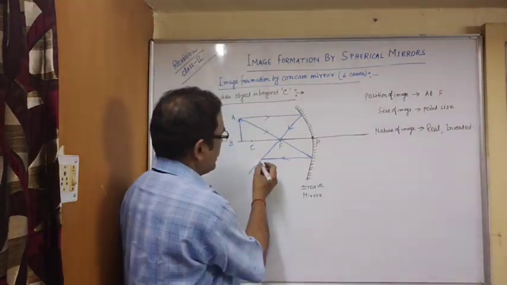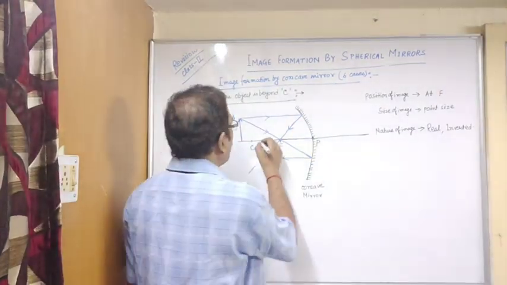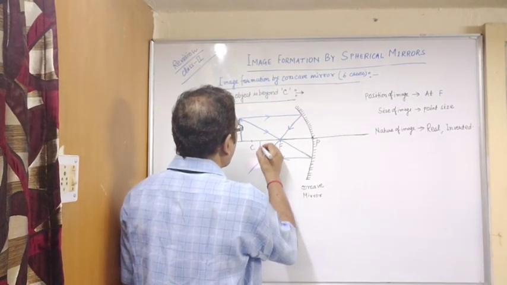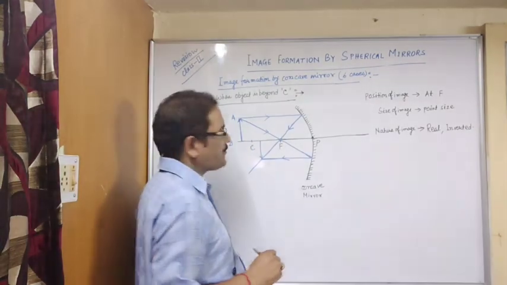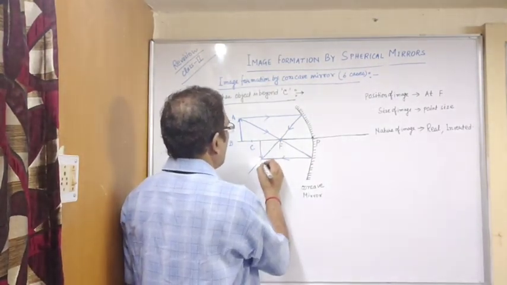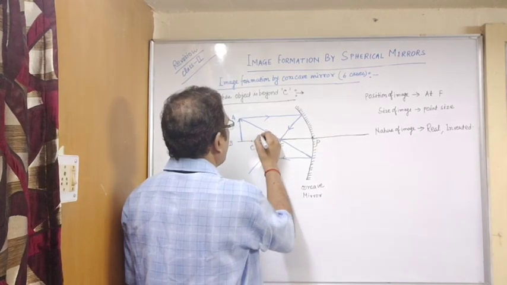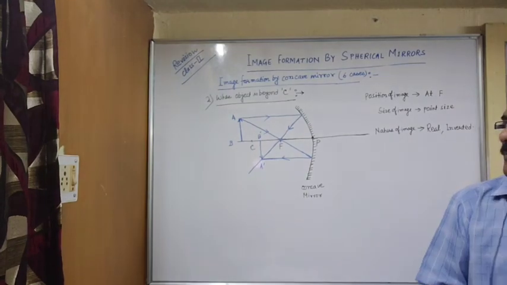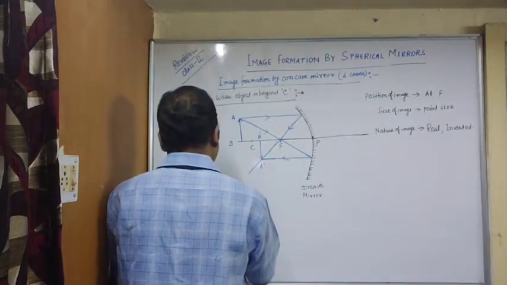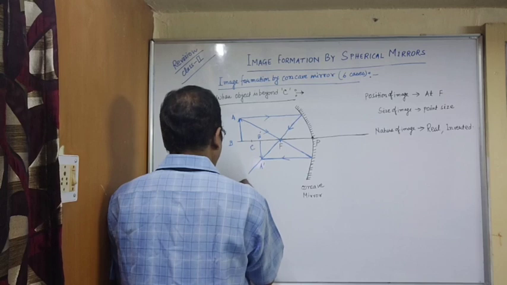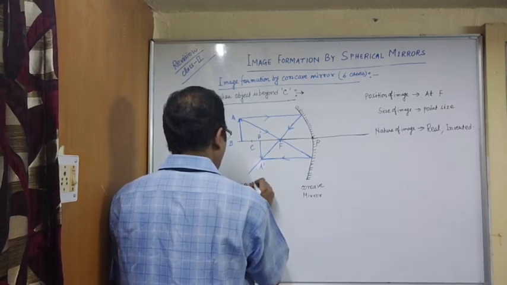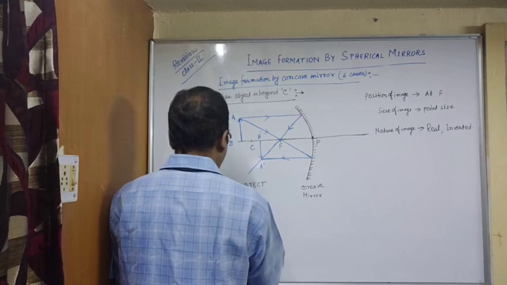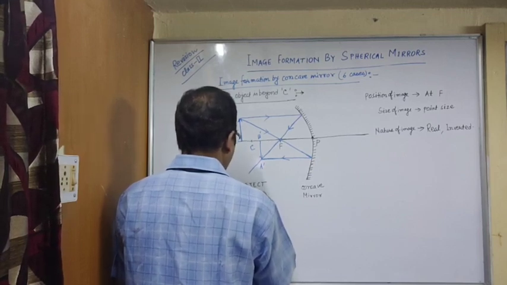Now the two reflected rays are meeting at this point. So you will get an image here, isn't it? You can name the image A dash B dash. So AB is object, AB represents object, and A dash B dash represents image.